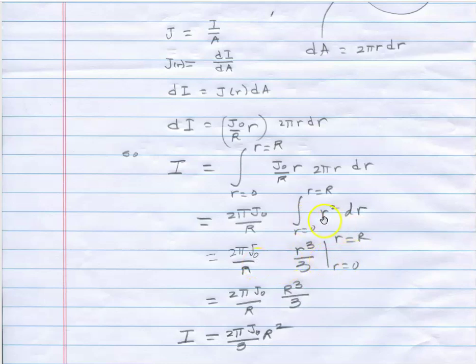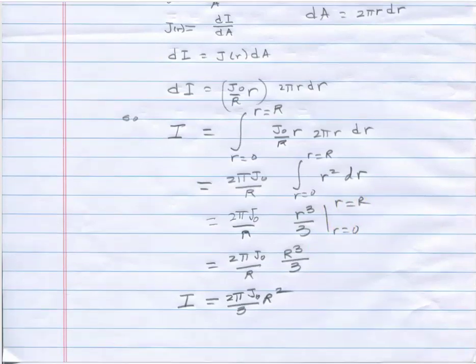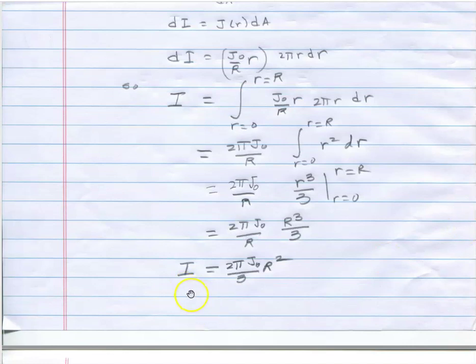So I integrate r squared dr, and the antiderivative of that is r cubed over 3, and I have to evaluate that from little r equal to 0 to little r equal to capital R. And doing that, I get the total current in that form.